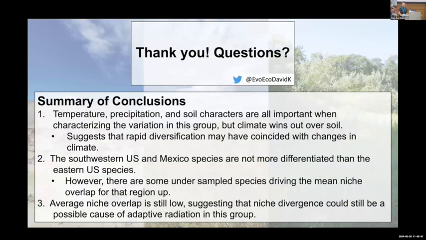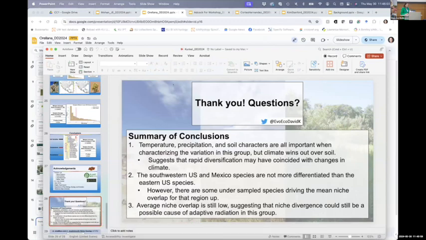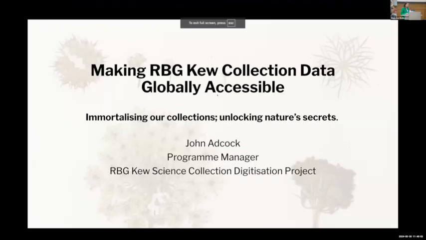We are not going to have time for questions, though. Now we have John Adcock, presenting Make RBGQ Collection Data Globally Accessible. It's all yours.